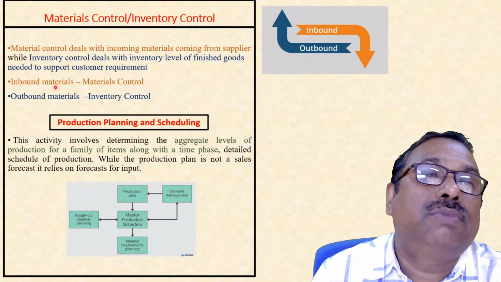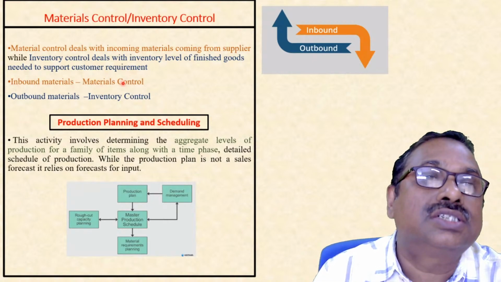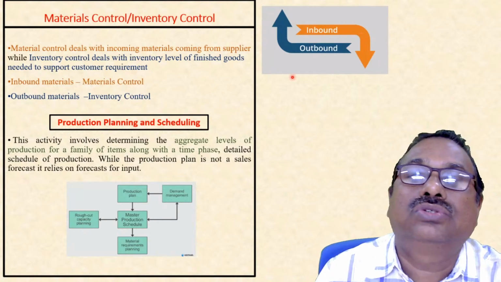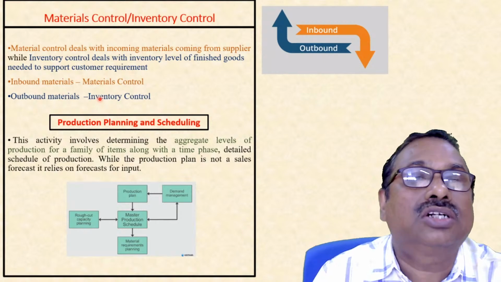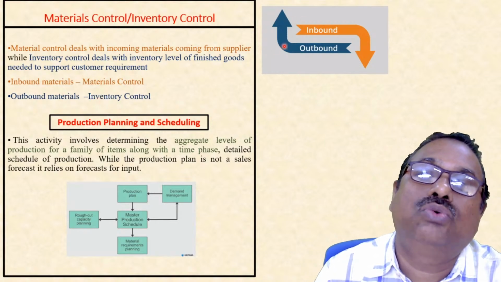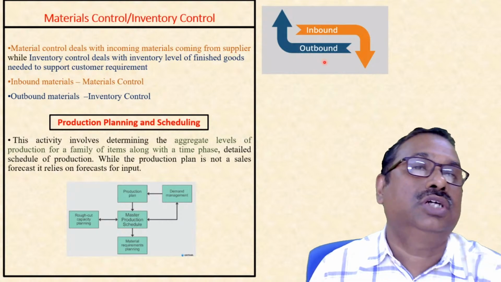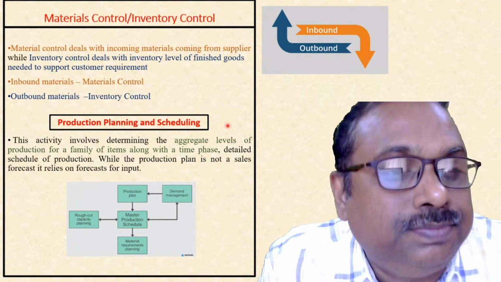Right? So inbound material we call materials control. This orange color inbound is material control, and outbound material, finished products, we call inventory control. This blue, export blue. Right? Next is production planning and scheduling.